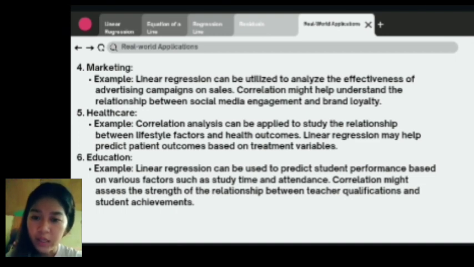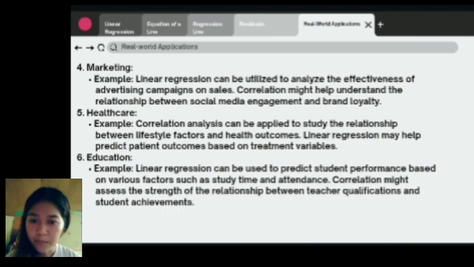So marketing, healthcare, education. As you can see, in the example of marketing, linear regression can be utilized to analyze the effectiveness of advertising campaigns and sales correlation. It might help understand the relationship between social media engagement and brand loyalty. Through social media, they can also advertise or promote the product. So that's the way they will market.